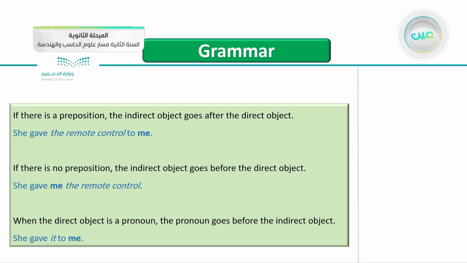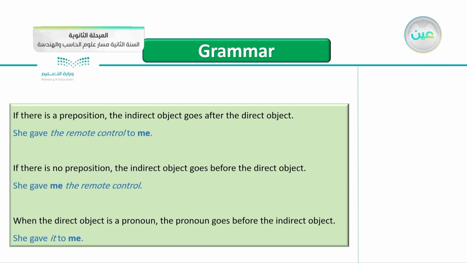Wherever there is no preposition, the indirect comes before the direct. She gave me the remote control. So me here is the indirect, the remote control is the direct object. When the direct object is a pronoun, the pronoun goes before the indirect object. Again, pay attention. When the direct object is a pronoun, not a noun, a pronoun, the pronoun goes before the indirect object. Notice the example here.